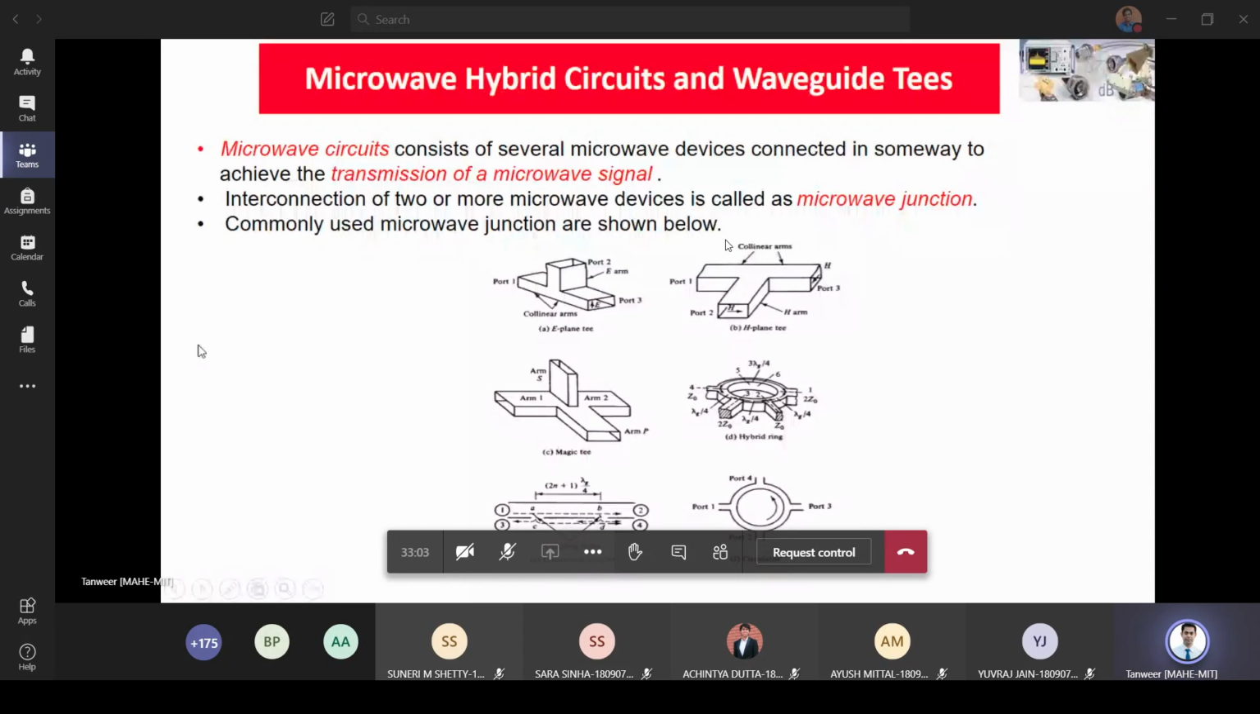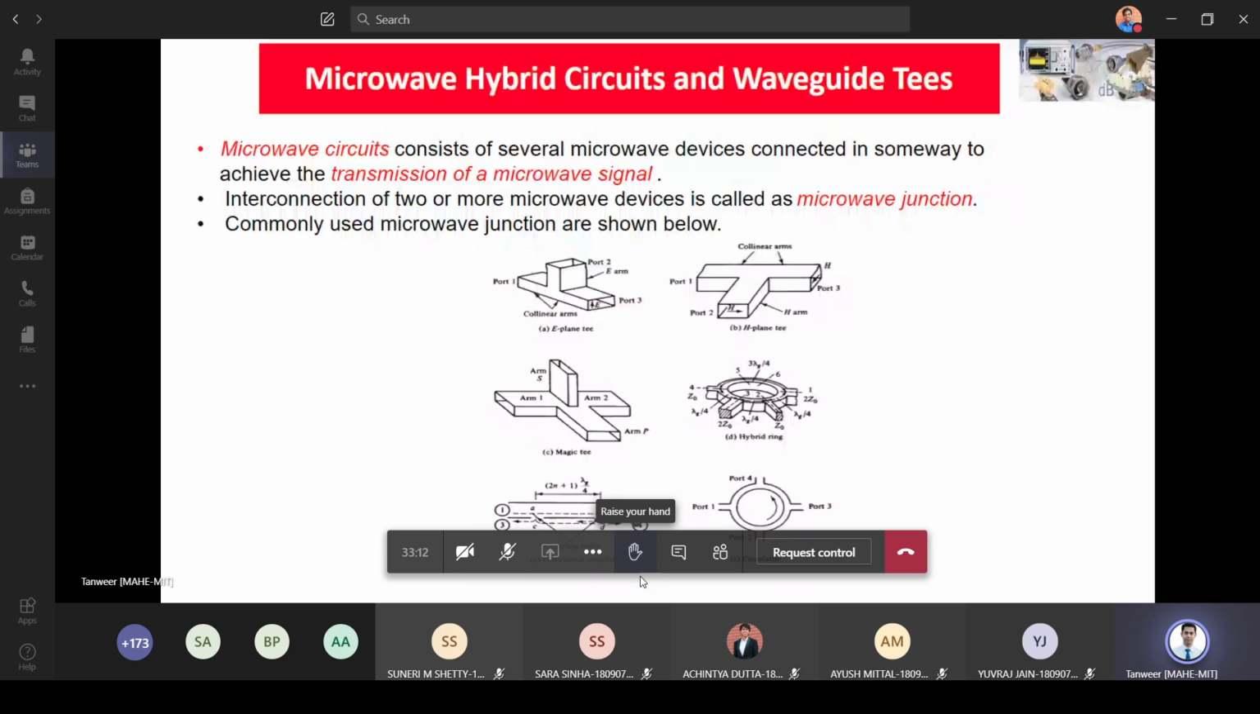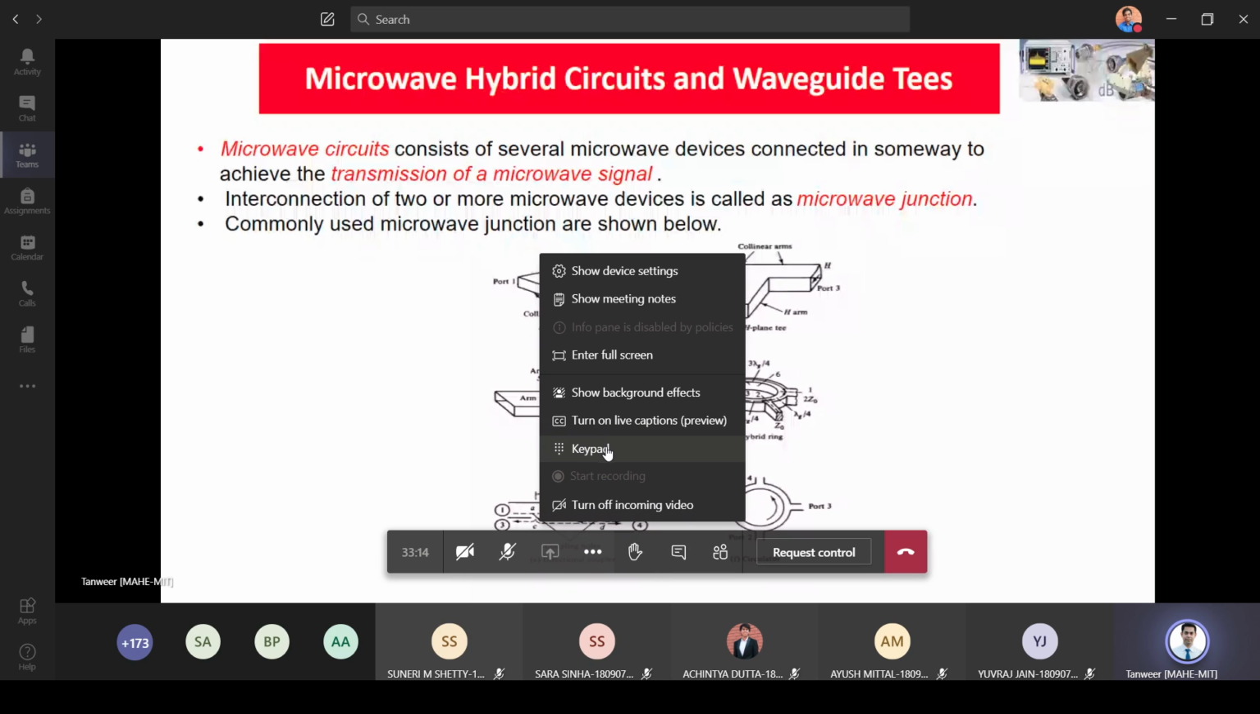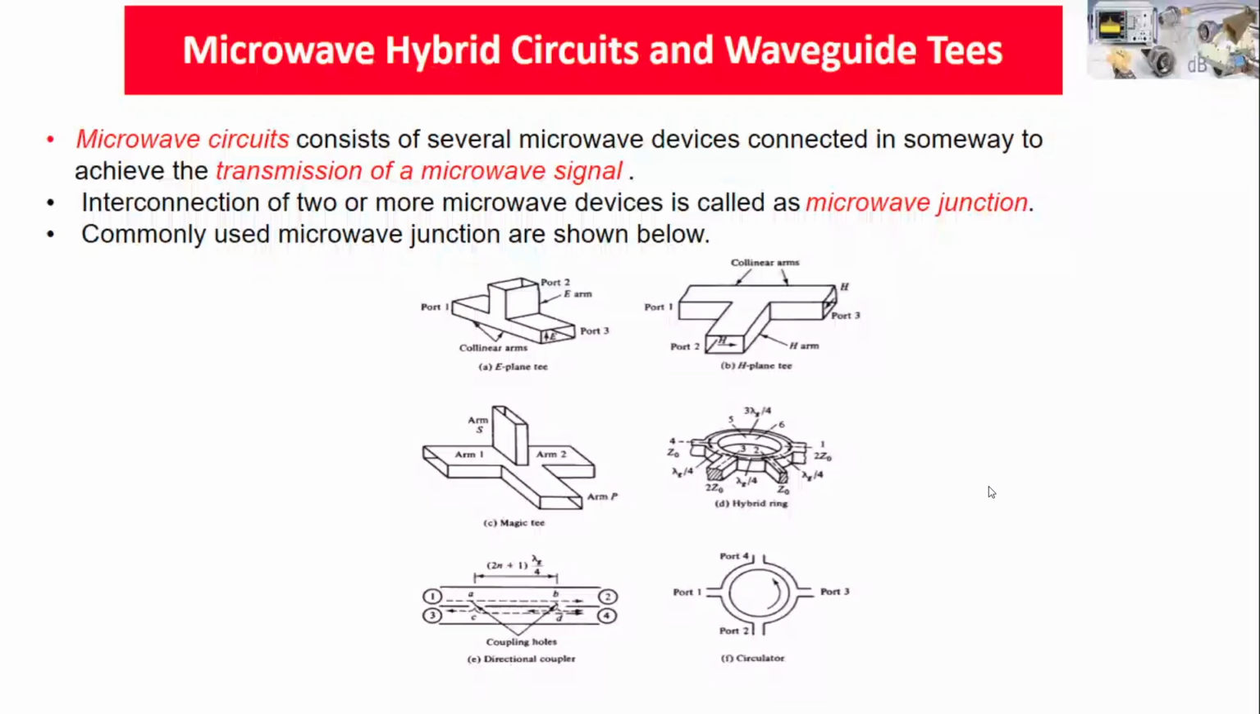of microwave hybrid circuits are there, where you can form this hybrid circuit by combining two or more waveguide components. And waveguide T's are nothing but the junction which is used to give a particular direction to the microwave signal. Okay, so let us start with this topic.